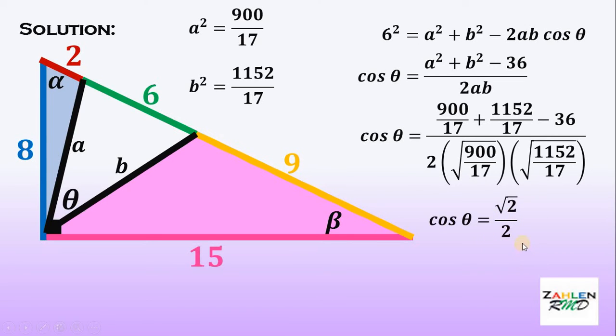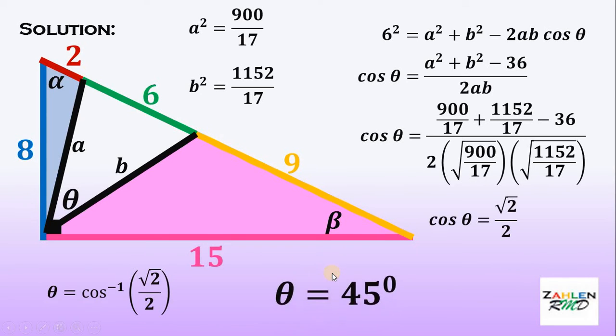over 2. Now, take the arc cosine of both sides, and we have theta equals arc cosine of square root of 2 over 2. Now, take note that the measure of angle theta is between 0 and 90 degrees. Therefore, theta is equal to 45 degrees. And we're done.